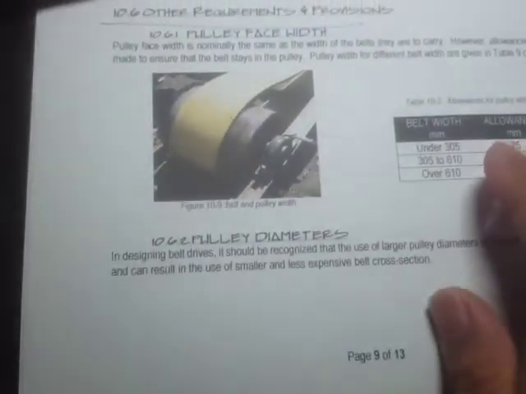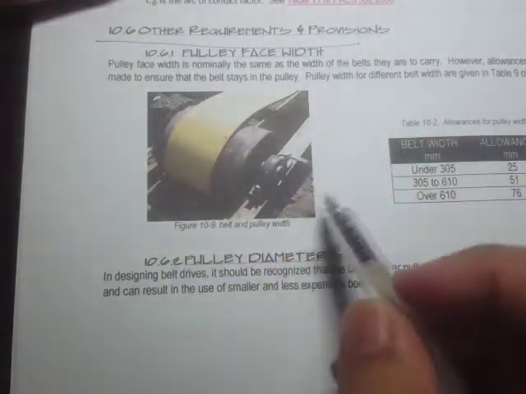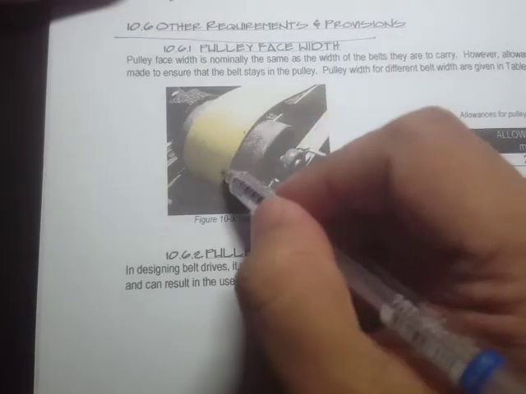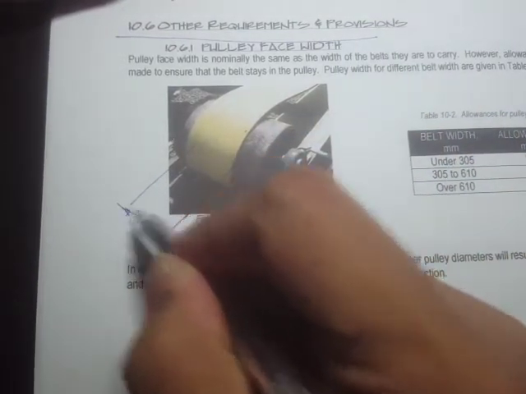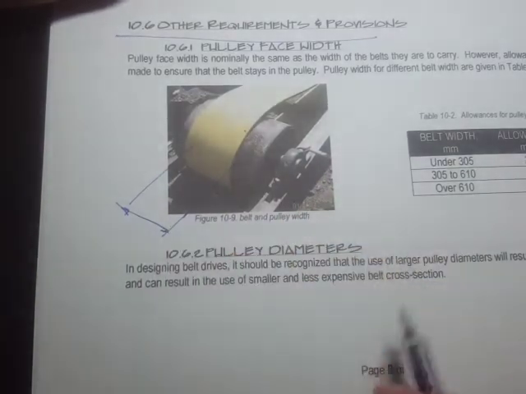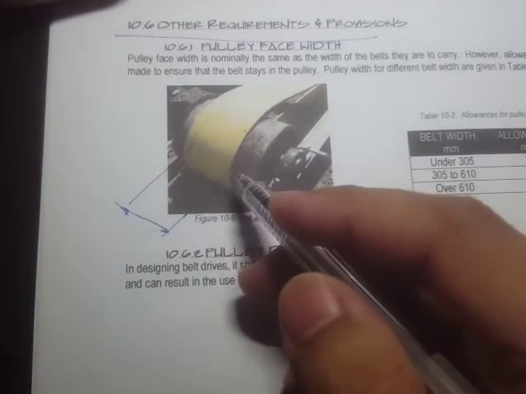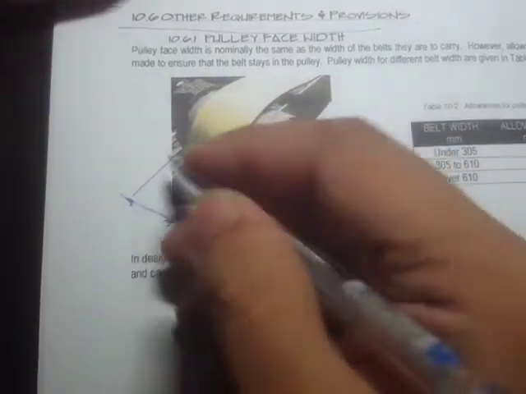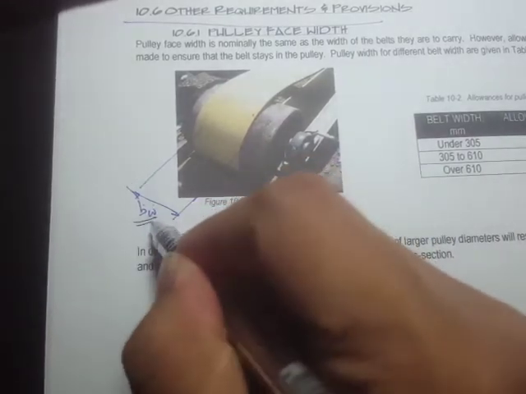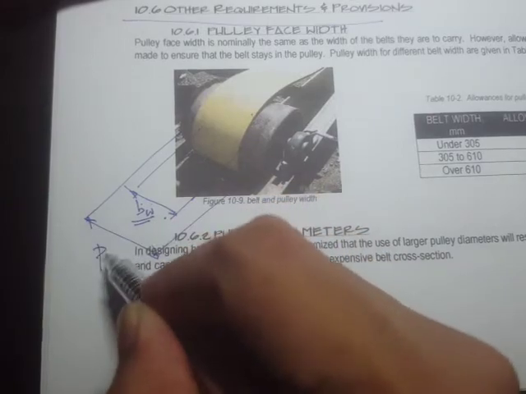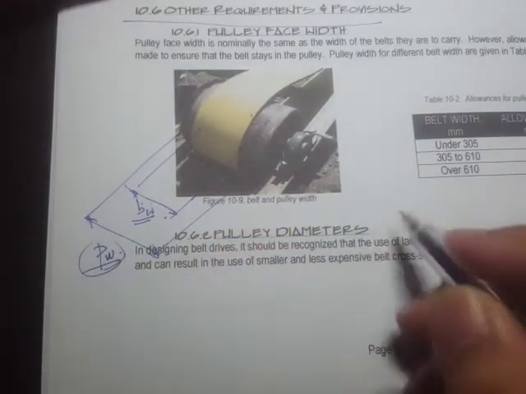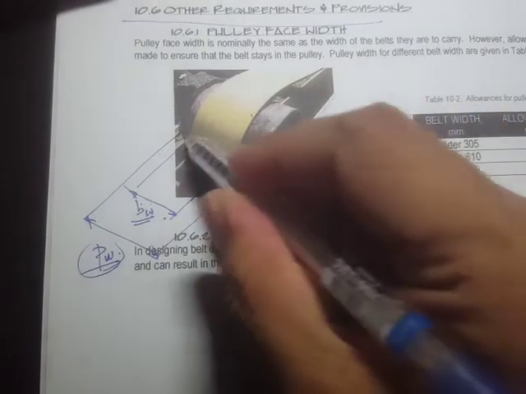For other requirements and provisions, we have the pulley face width. Here are our illustrations, and we have already encountered this in our topic on the design of bucket elevators in another course. So this is our belt width, and here's going to be our pulley width, and you see this clearance right here.